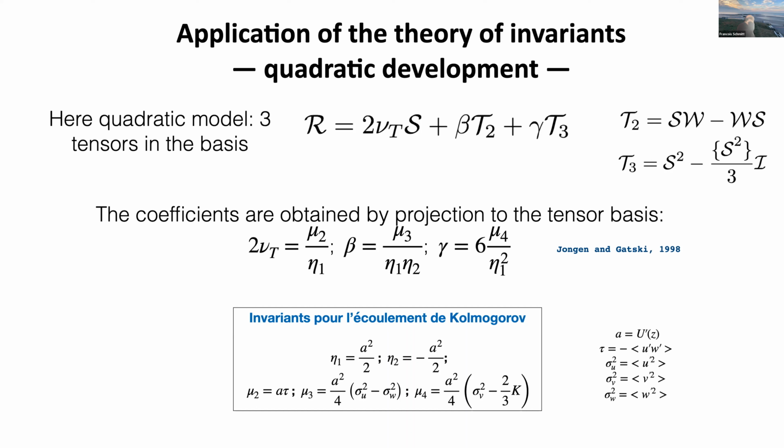So it was proposed first in a paper of Jongen and Gatski in 98, and then for the channel flow and also for the Kolmogorov flow, the coefficients are expressed very simply using the invariants, and the invariants have simple expressions which are given here, and which correspond to statistical quantities which characterize the flow. So in fact, we have a framework which is mathematically consistent and which can be used in order to estimate the different coefficients.